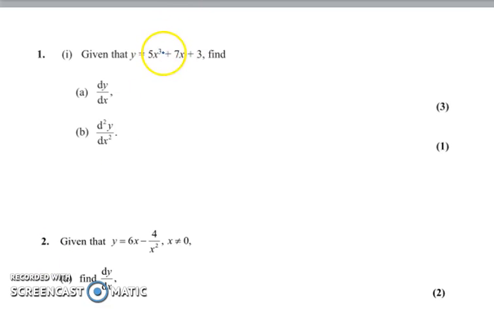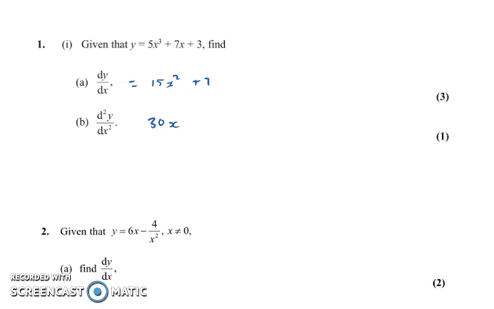Okay, differentiation, remember, we're going to multiply by the power and subtract 1 from that power. So we end up with dy by dx equals 15x squared and 7. And then when we have to differentiate twice, we just multiply by the power, 30x, take 1 away from the power. That's question 1.